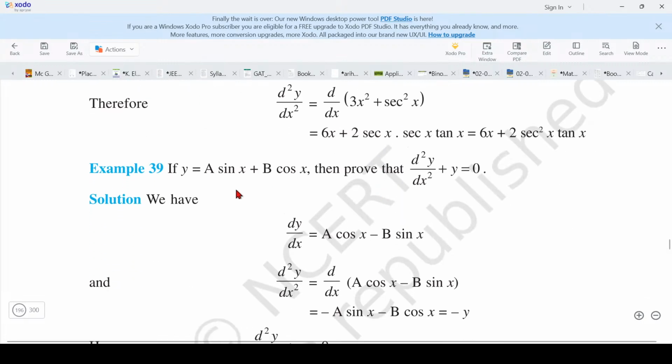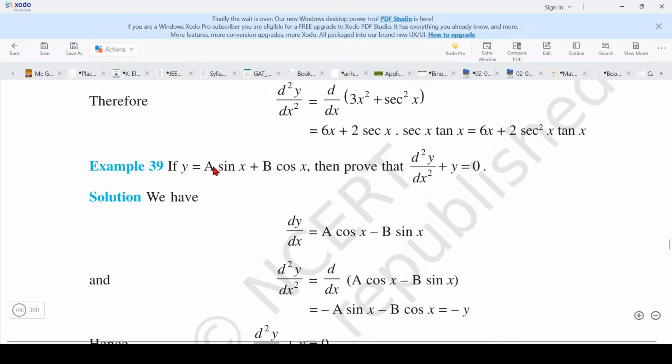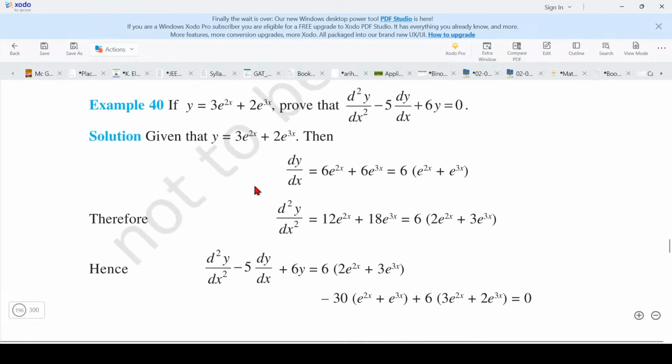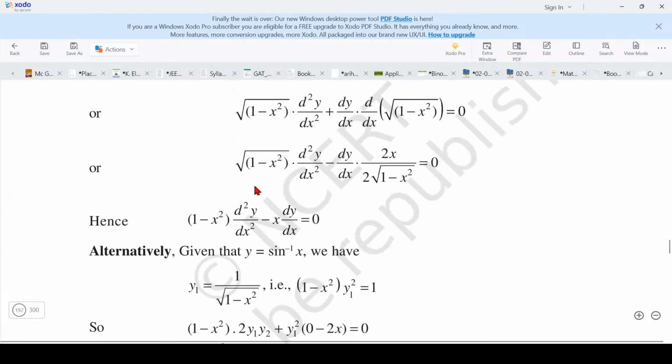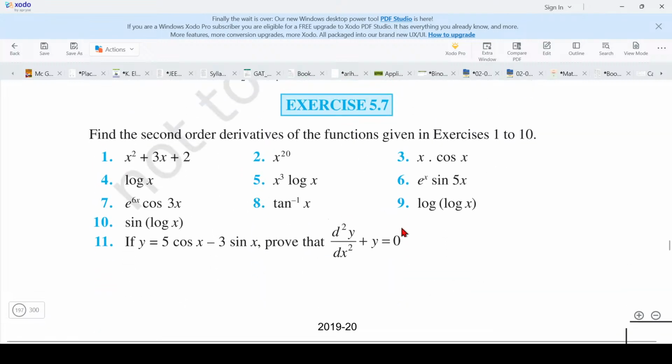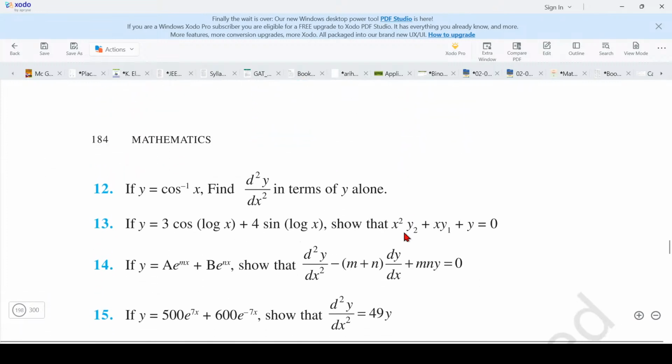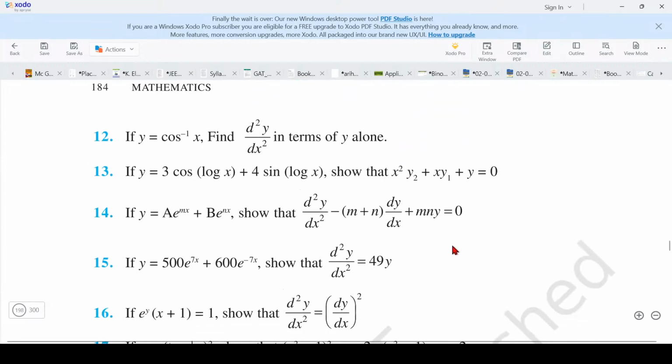This you have to differentiate twice. Okay. This one, 39, you can do, no? Yes, sir. Okay. Very, very good. So all these questions you can do. Just look at this, 5.7. You can do, no? Yes, sir. Okay. All of these questions you can do, no?